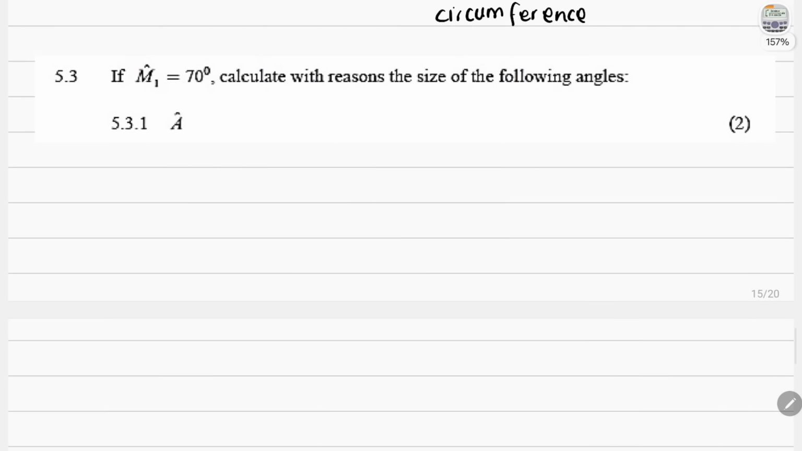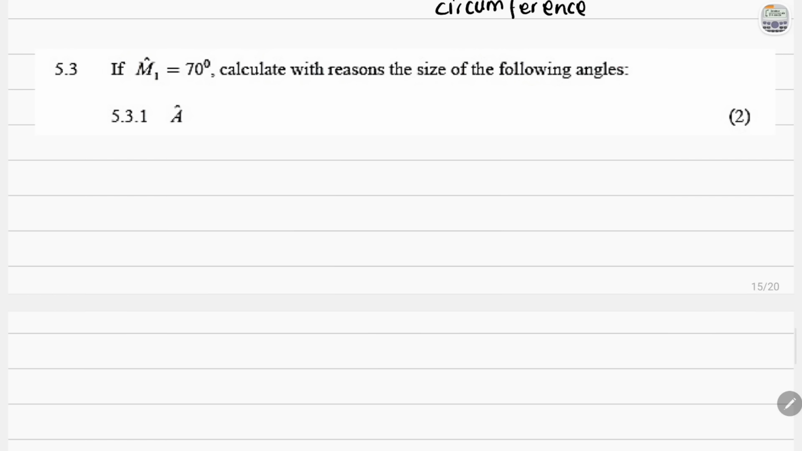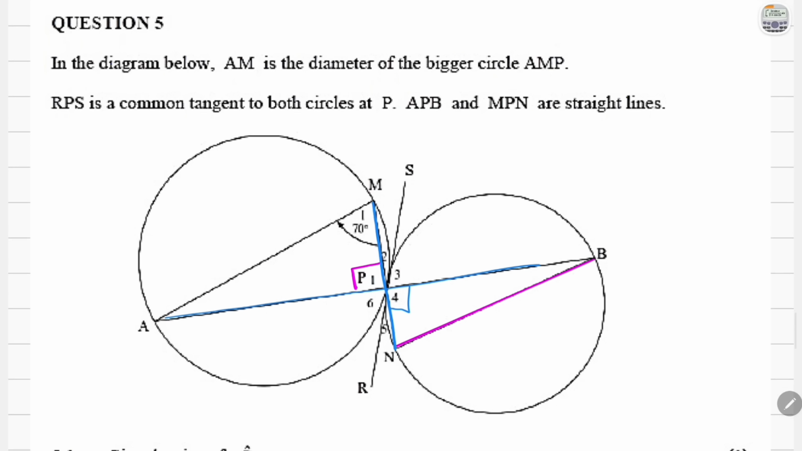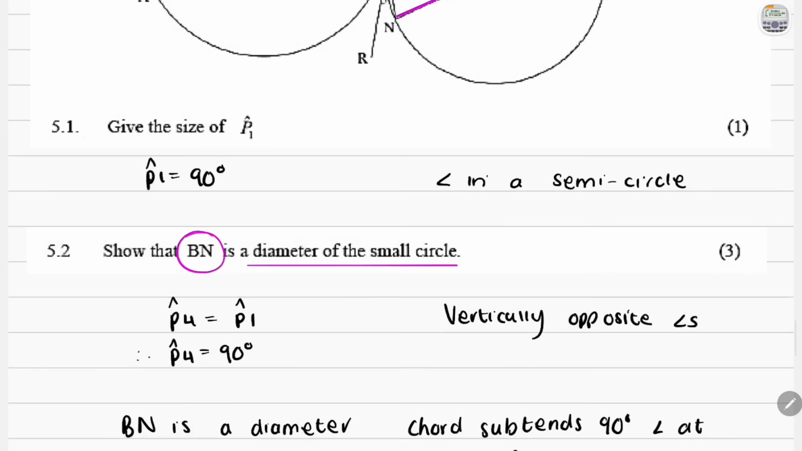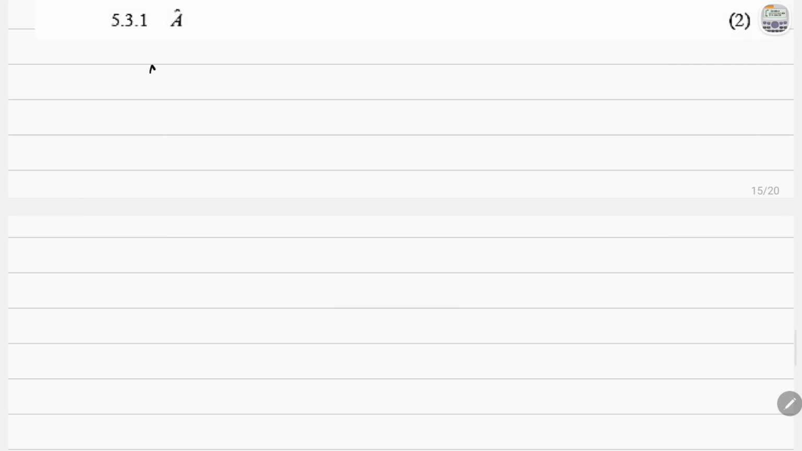Question 5.3 says, if angle M1 is equal to 70 degrees, calculate with reasons the size of the following angles. So we need to find the size of angle A. Okay, that is simple. You see that angle A is part of this triangle over here. This is 70 degrees, this is 90 degrees. Angle A is just the third angle in this triangle. So we can find it using the sum of angles in a triangle. So what is 180 degrees minus 90 degrees minus 70 degrees?